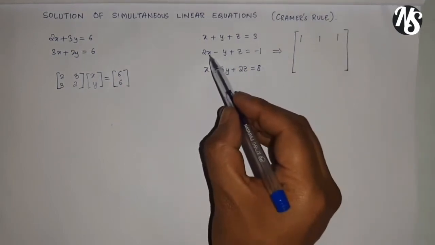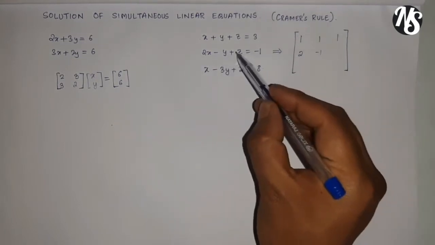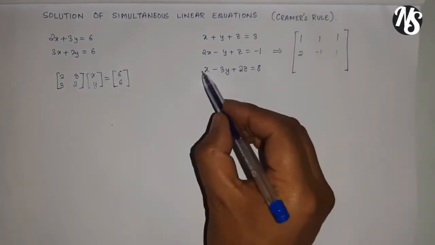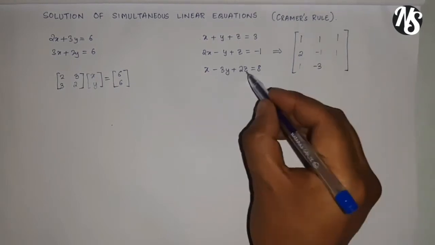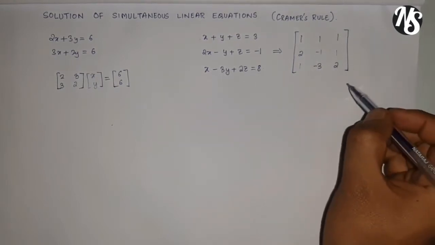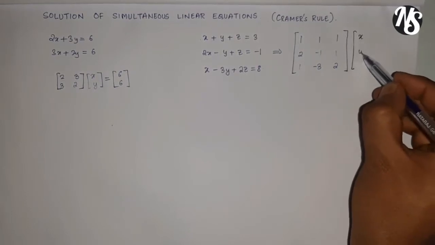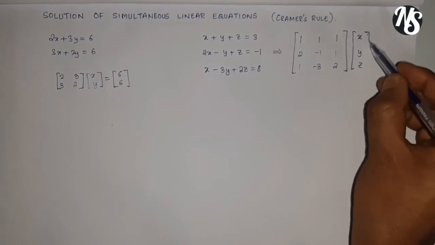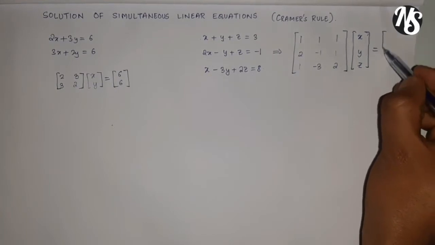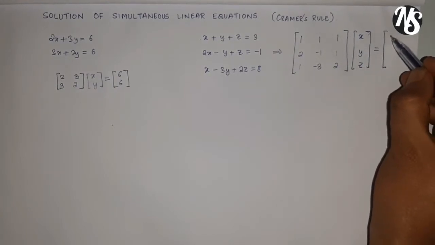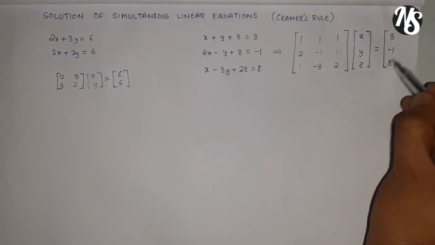Now here the coefficient of x is 2, the coefficient of y is minus 1, and the coefficient of z is 1, and the coefficient of x is 1 here, the coefficient of y is minus 3, and the coefficient of z is 2. I hope this is clear. Now what are the variables here? The variables are x, y and z, so they will be put in a column matrix, and the numbers we have on the right hand side will be written as a column matrix on the right hand side. Okay, so we have 3, minus 1 and 8.